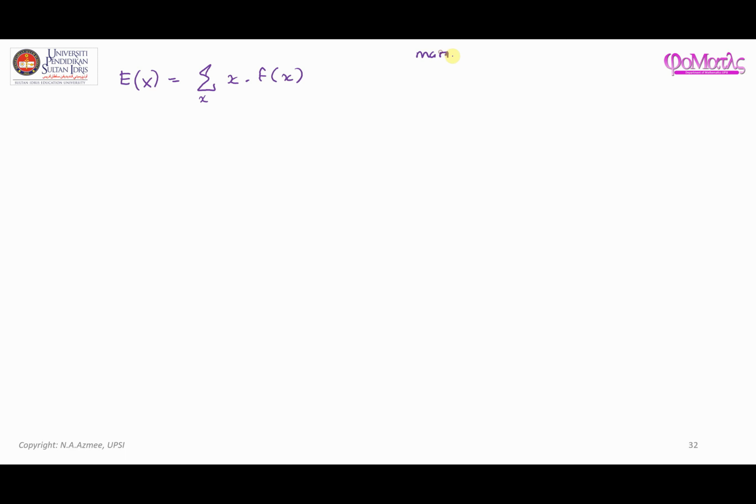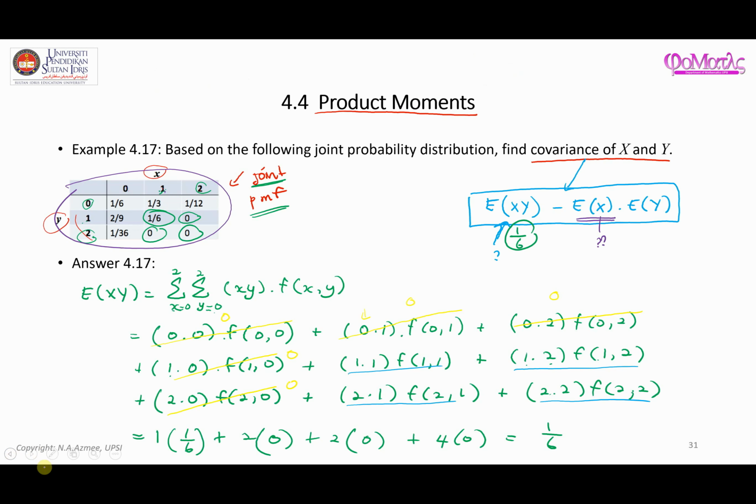So we need this marginal distribution of x, just x alone. The values of x can be 0, 1, and 2, and we need to find what is f(x). So when x is 0, from the table right here, I'm just going to erase this part.